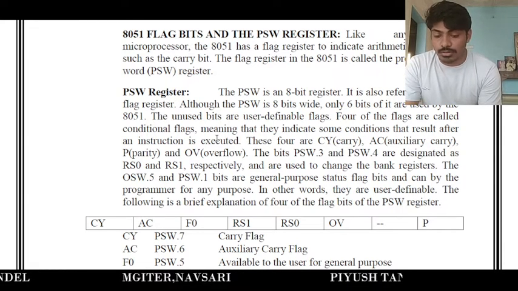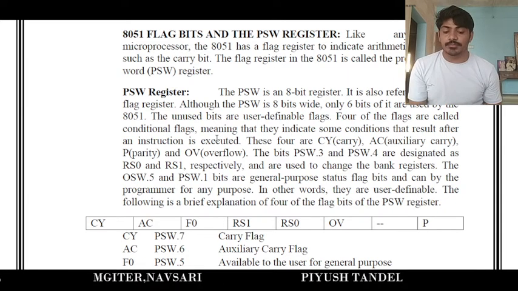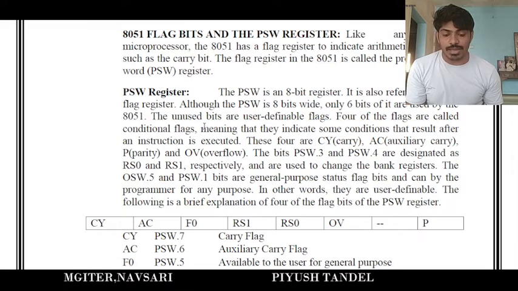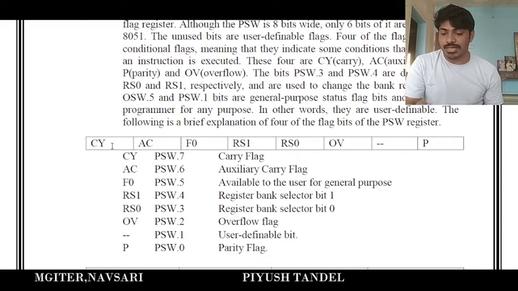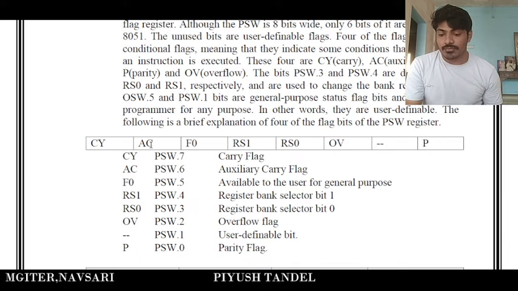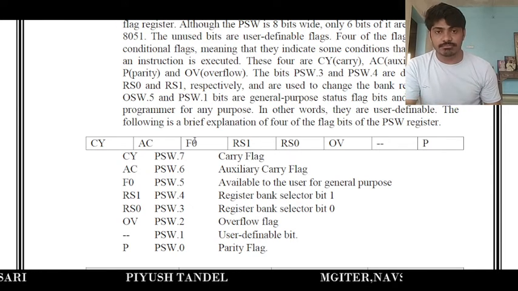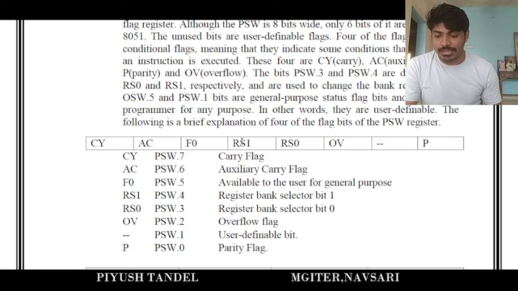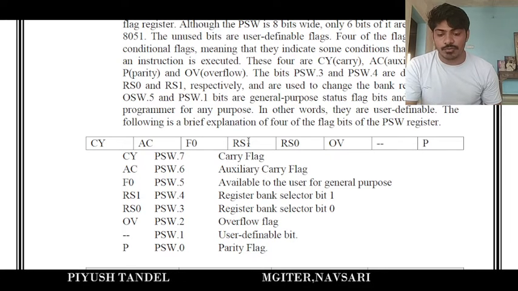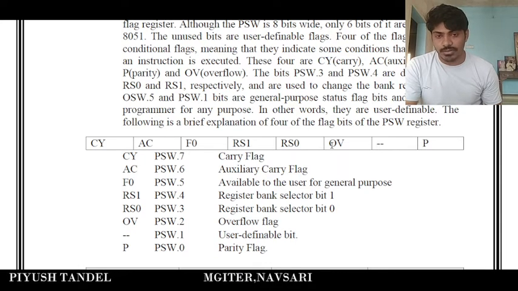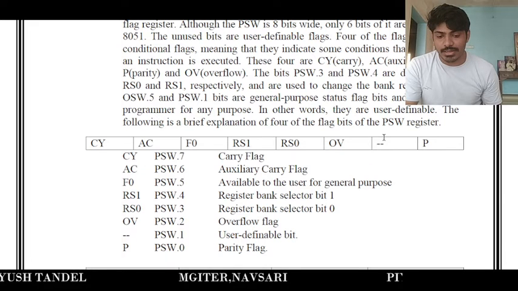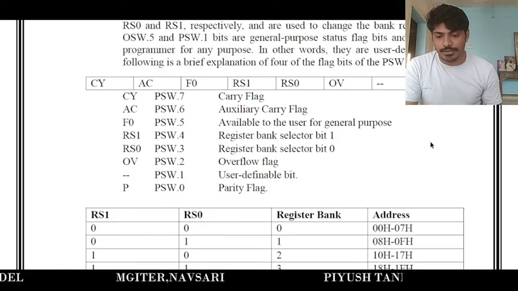The following is a brief explanation of the 4 flag bits of the PSW. First one is CY, or we can say carry. Then AC, that is the auxiliary carry flag. F0 is available for the user for general purpose, any kind of purpose, and the user can define it on their own. RS1 is register bank select bit 1, and RS0 is register bank select bit 0. Now OV, as we all know, is the overflow flag. This bit is left unused, and P is the parity flag.